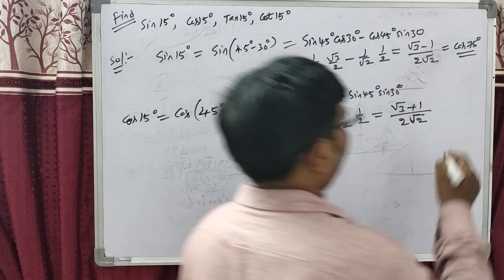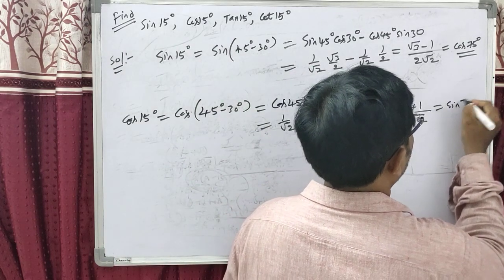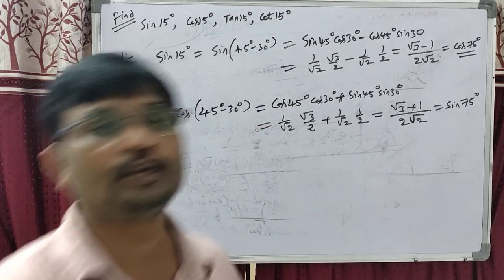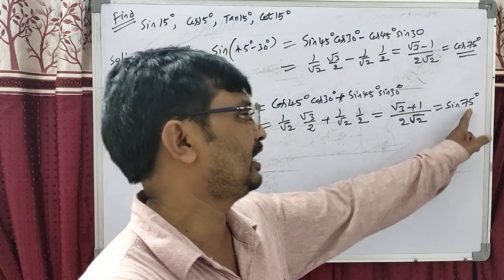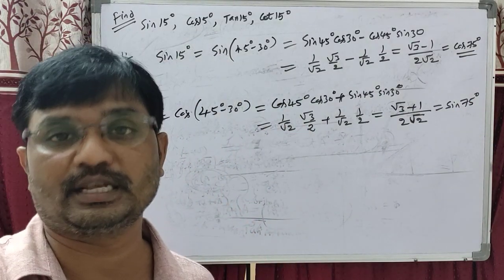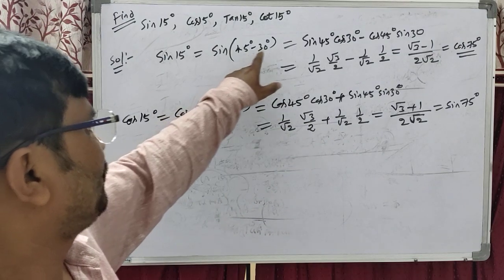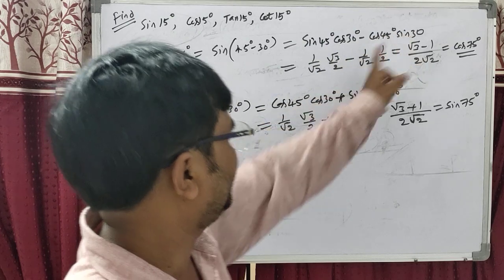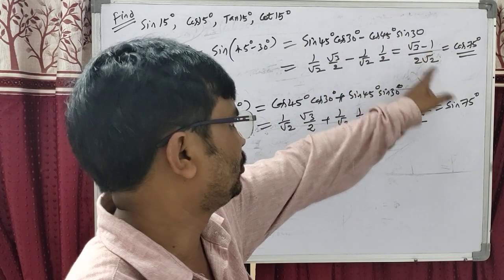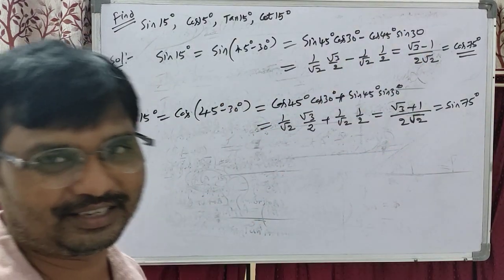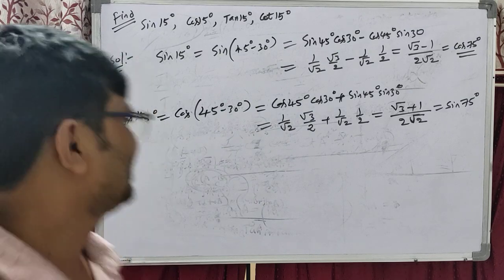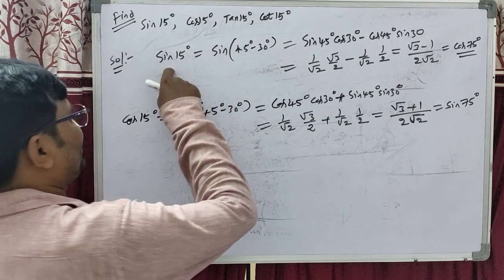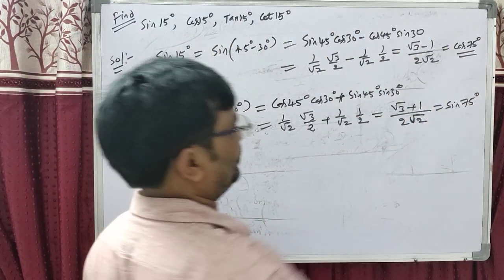The cos 15 is equal to sin of 75 degrees. My dear students, when you take sin 75 as 45 plus 30, we can write sin 45 cos 30 plus cos 45 sin 30, which is root 3 plus 1 by 2 root 2. It becomes sin 75. Okay students, cos 15 equals sin 75, and sin 15 equals cos 75.